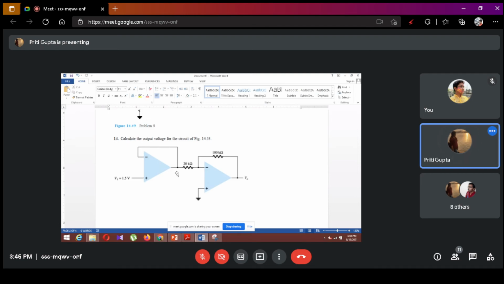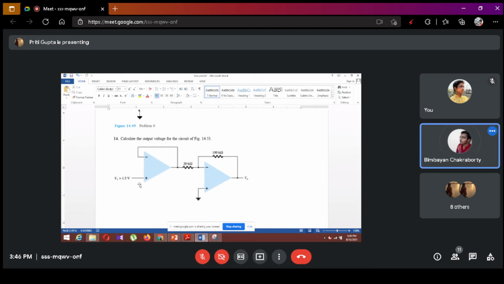For voltage follower, what is the formula? Ma'am, it's 1 plus RF by RI. 1 plus RF by RI. But RF, RI, nothing is given. So it's 1, I think. For voltage follower, if nothing is given, V output equals V input. As simple as that. Got it?